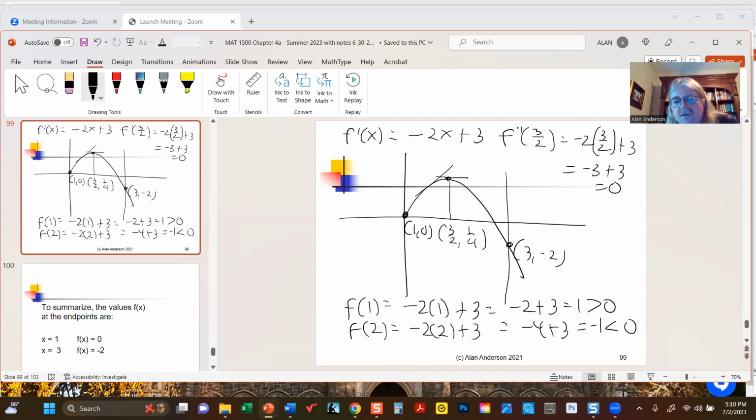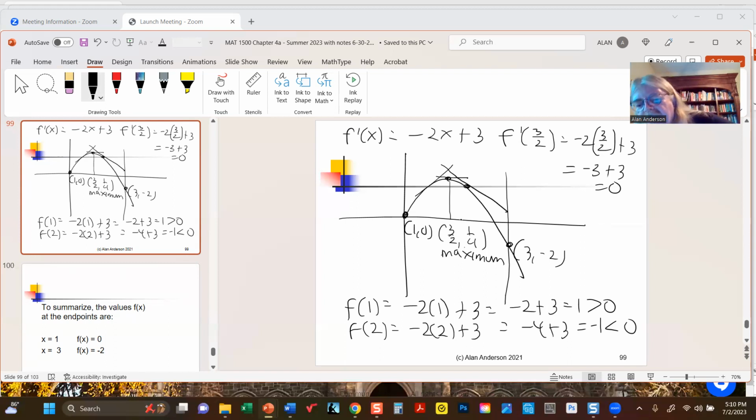And that means that to the right, we have a negative slope. So what that means is, because we're going from a positive slope to a 0 slope to a negative slope, that implies that this point is a maximum. In this case, a global maximum.